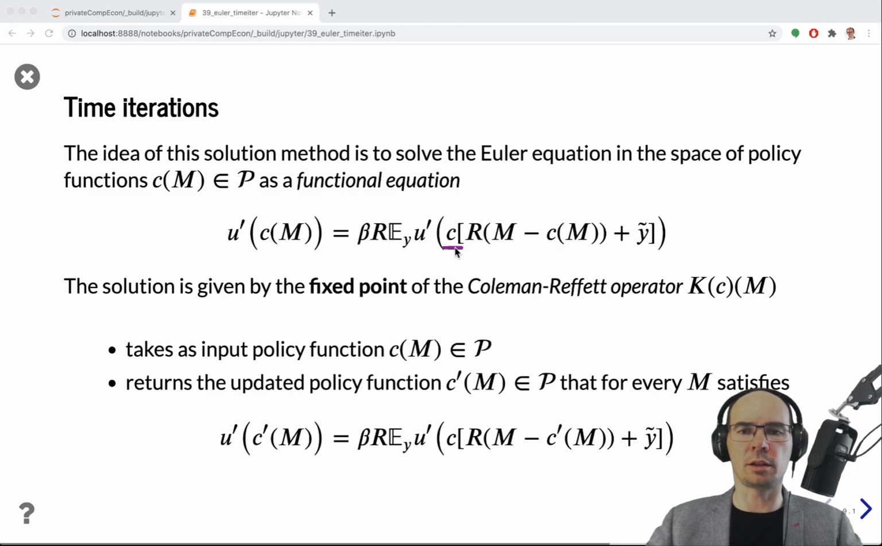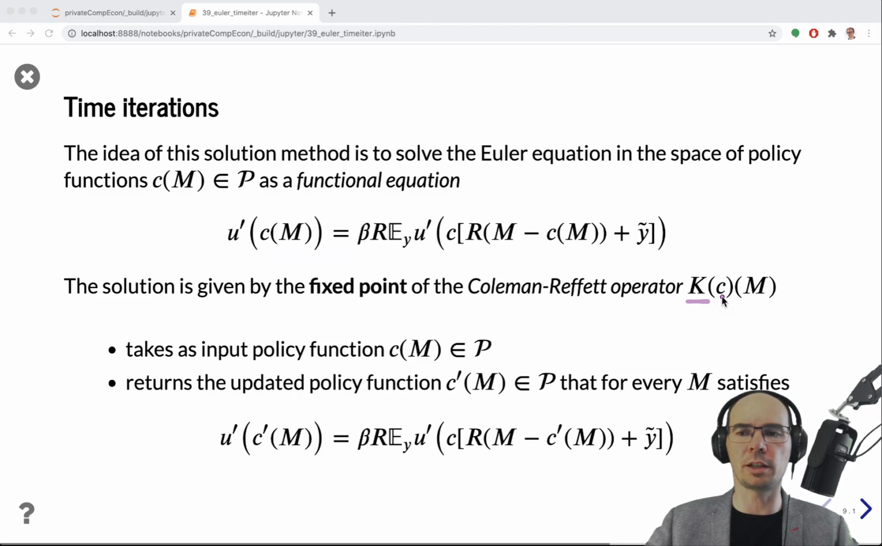So it's the consumption function that we calculate at the point, which is itself involving calculating the consumption function. So this is sort of like a nested functional equation with nested functions in there. But we can still write down an operator and express the solution to this equation as a fixed point of a particular operator in functional space. And this operator happens to be this Coleman-Reffett operator denoted K.